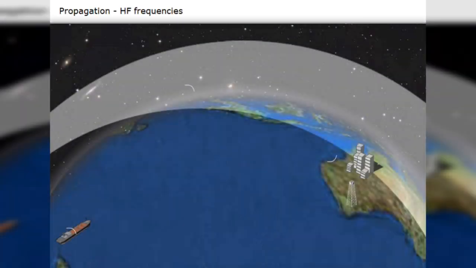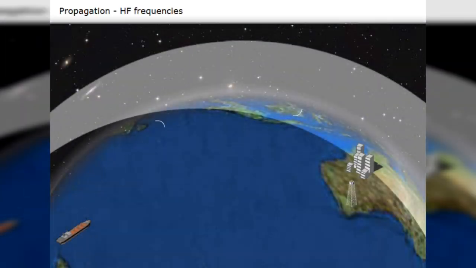HF frequencies also cover only a small percentage of the frequency spectrum and are in the range of 3 MHz to 30 MHz. Skywave is a system designed to communicate over long distances, normally anywhere between 100 and 3,000 kilometers, when used with an antenna designed to radiate with a high angle of elevation towards the atmosphere for the signal to be reflected back by the ionosphere to the receiving station.